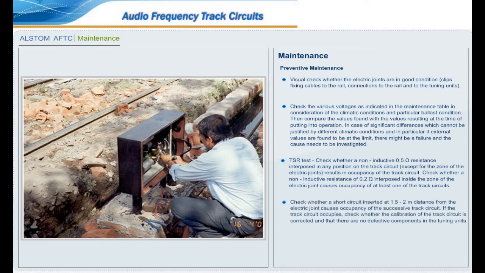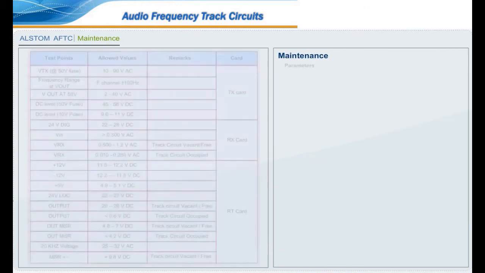Check whether a short circuit inserted at 1.5 to 2 meter distance from the electric joint causes occupancy of the successive track circuit. If the track circuit occupies, check whether the calibration of the track circuit is correct and that there are no defective components in the tuning units. To carry out measurements, the necessary measuring equipment and related tools should be as per the prescribed tool list.